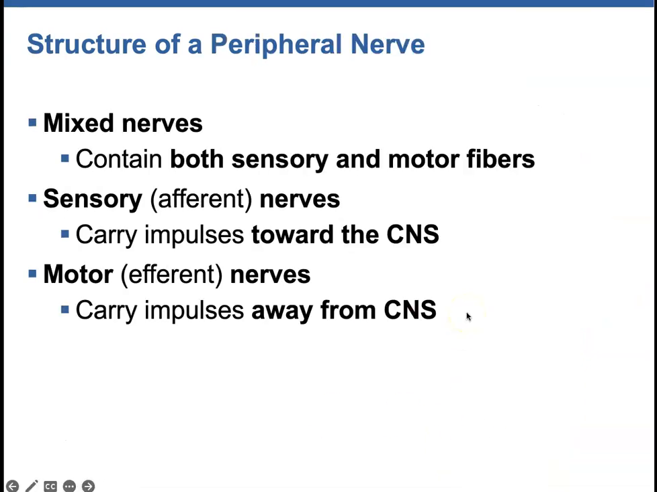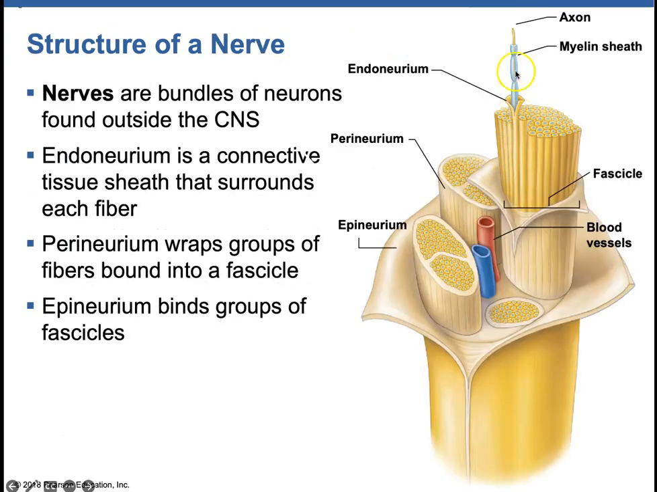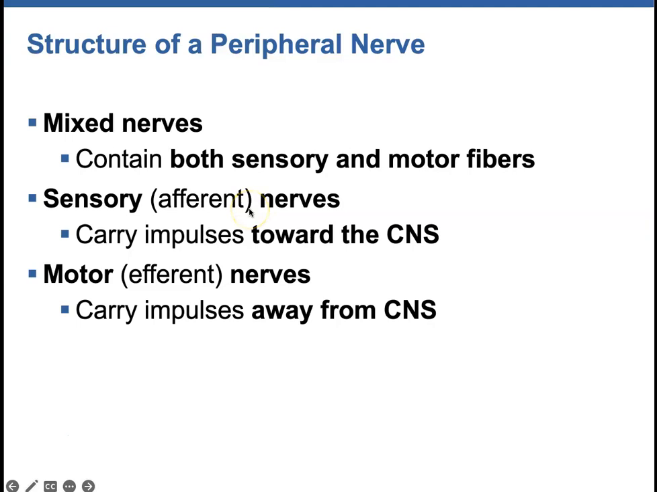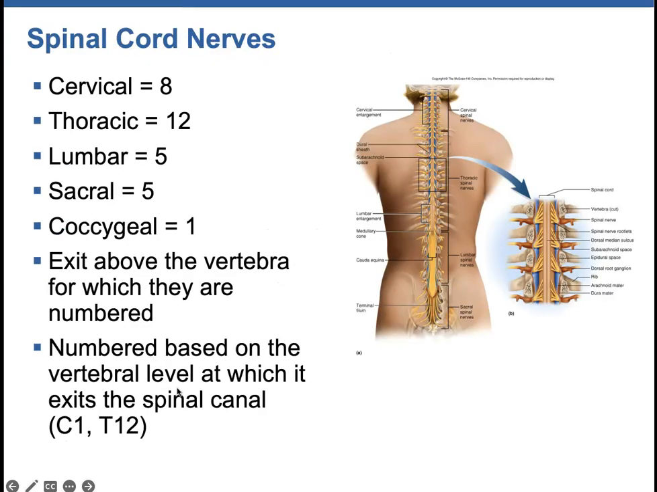Then what we have with mixed nerves, this just means that running along here, you will have nerves that are sensory, and then you'll have nerves that are also motor, and they're running side by side. Sensory nerves, again, are your afferent. They send the signal to the central nervous system. Motor are going to carry the signal away. And then with our spinal cord, we talked about the cranial nerves already. Now we're going to talk about the spinal cord nerves.